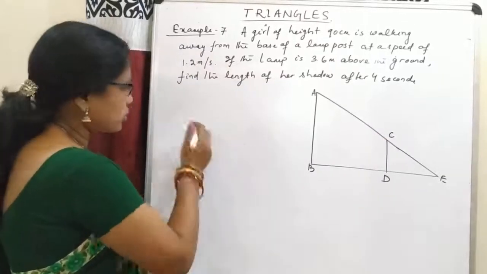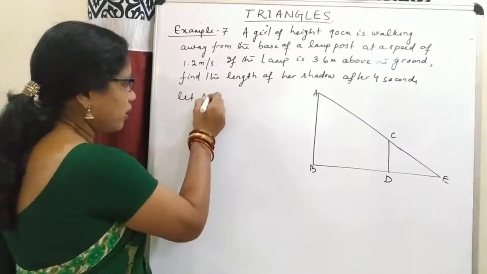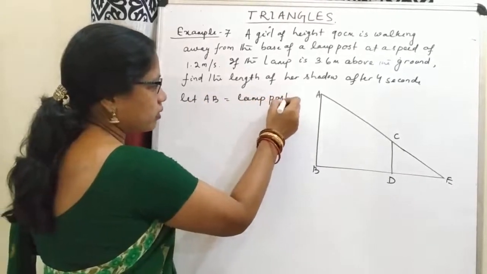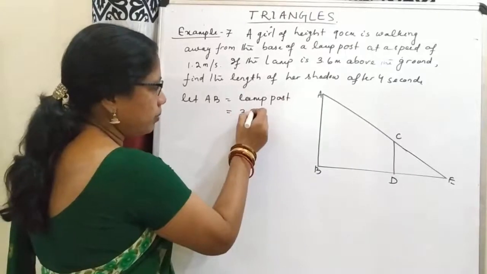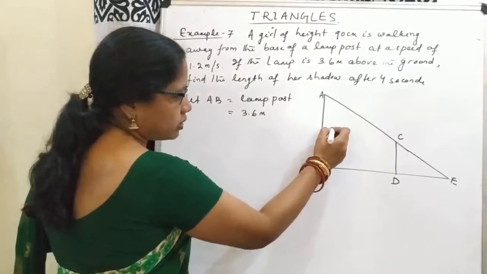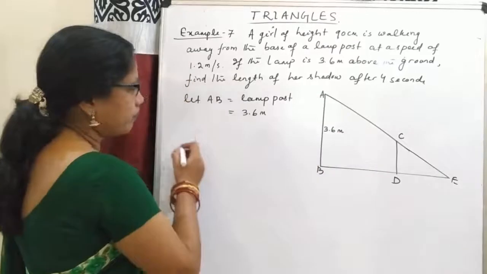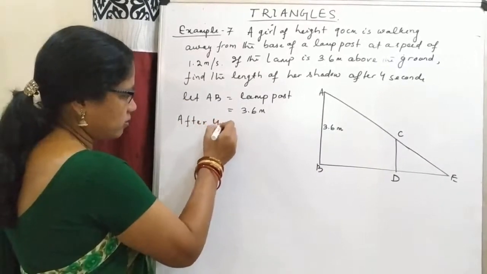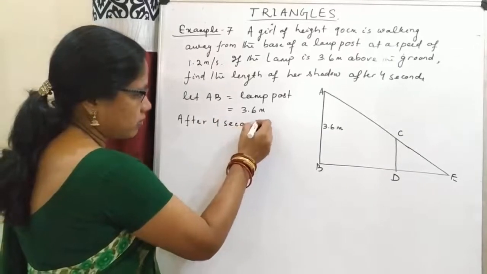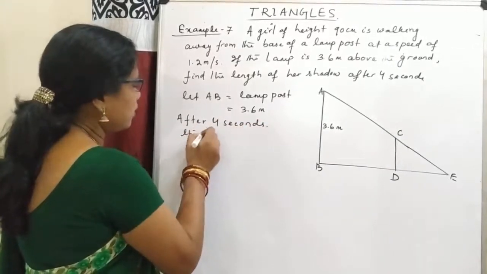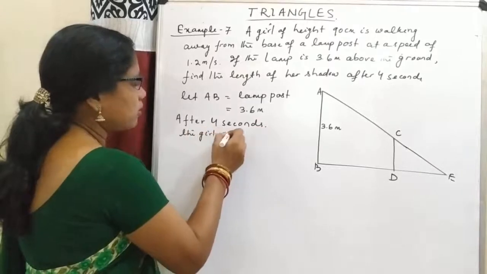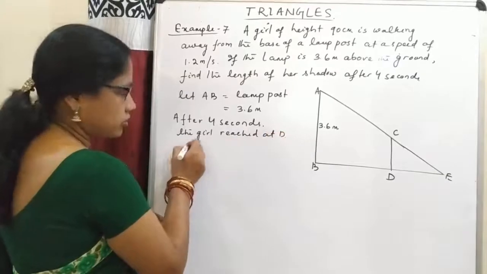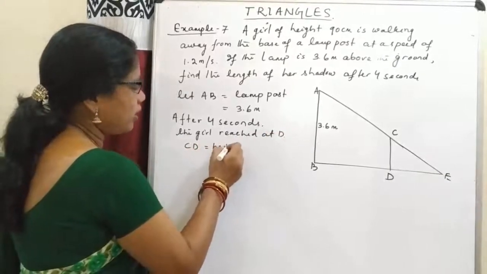So according to the question, let AB be the lamp post. So this is equal to 3.6 meters, AB. And after 4 seconds, the girl reached D. So CD is the height of the girl.